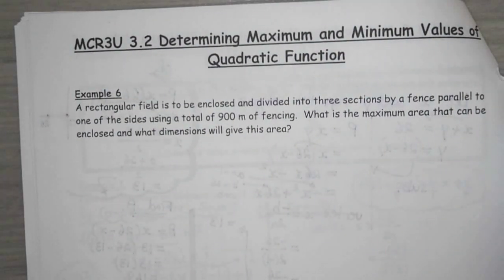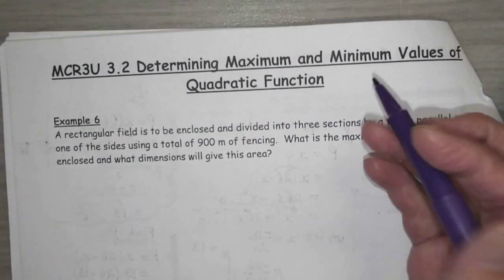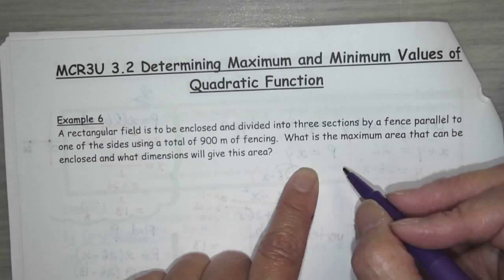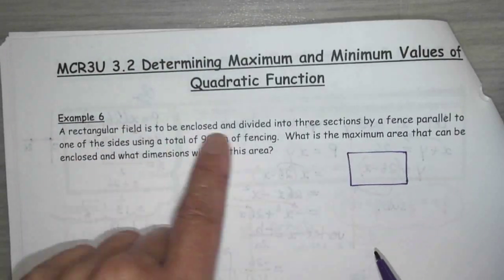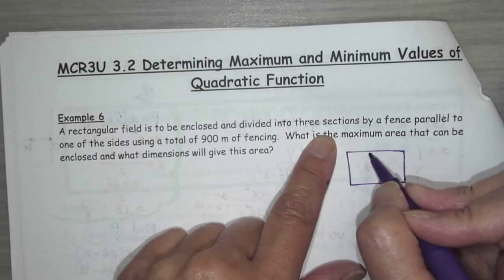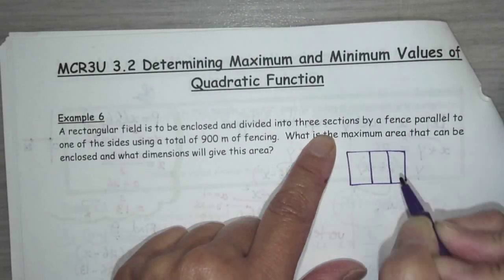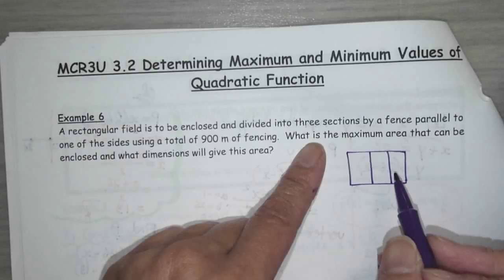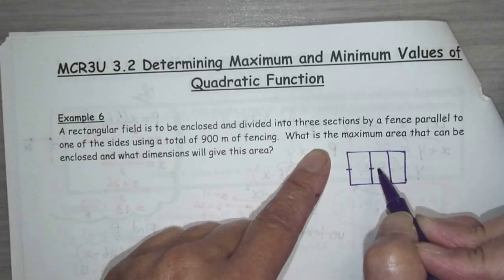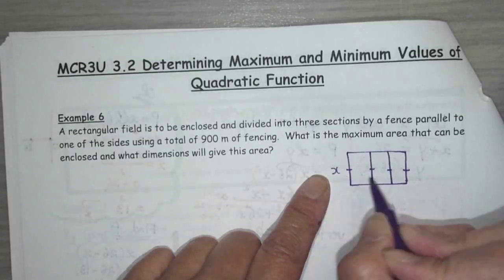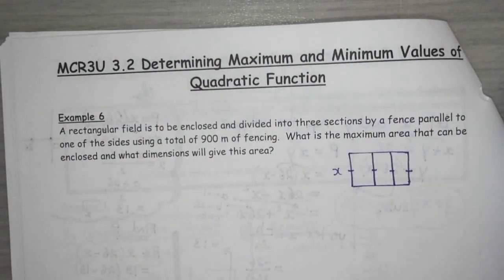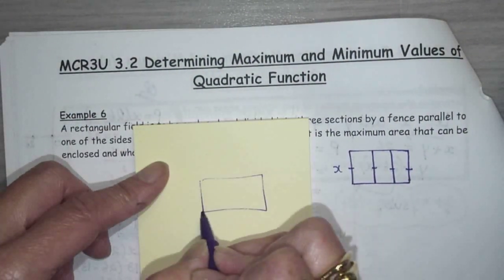So let's do this. I'm going to draw it just so we can picture what's happening. It doesn't say you have to draw it, but I'm going to do this. So it's rectangular fencing. It's going to be divided into 3 sections. Doesn't matter if they're even or not, really. What they're trying to say is that it says parallel to one of the sides. That means all of these are X. It's not crooked.